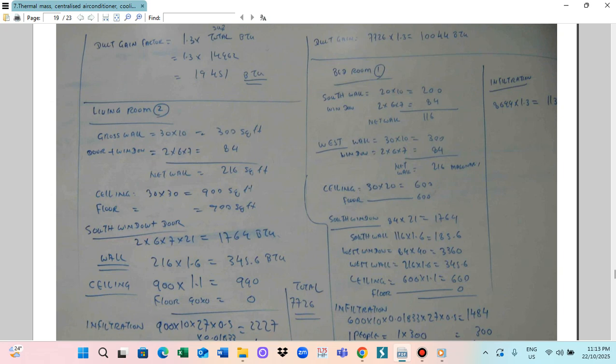The gain factor for living room 1 and the dining room we calculate. Yes, 1/3 is a constant. So firstly we calculate for the living room and the dining room, and another one we calculate for living room 2. So I give you the formula for living room 2.